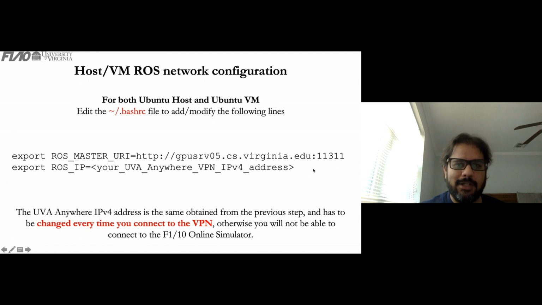So this is why the previous instruction was important, because you need to be aware of whether your IP address changes from session to session. But as long as your IP address in the bashrc is consistent with your machine's or VM's IP address, you are good to go to the next step, right? So the thing in red at the bottom, I'm not going to read out verbatim, but that's essentially what it is saying: your UVA Anywhere VPN IPv4 address is required to be filled in by you. We can't do it for you. All we can provide is the GPU server where the ROS master is hosted.